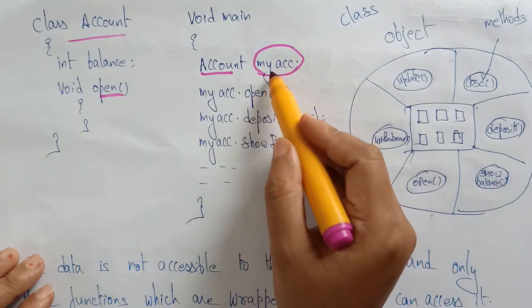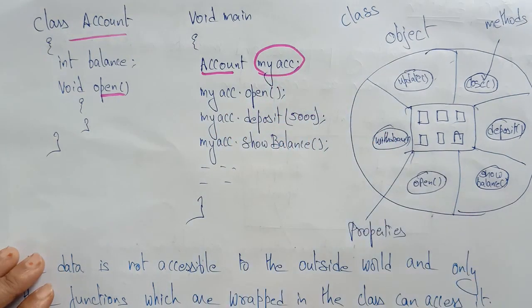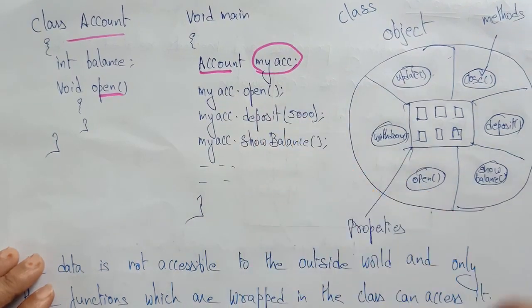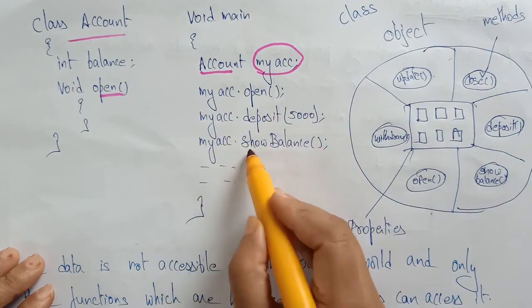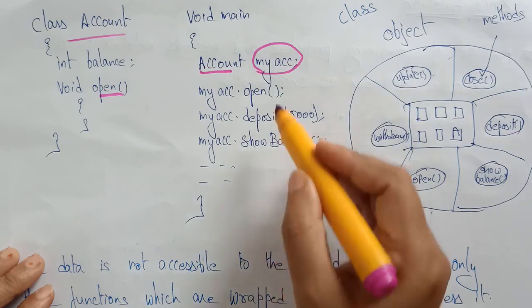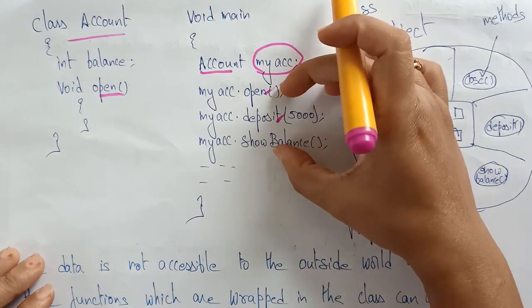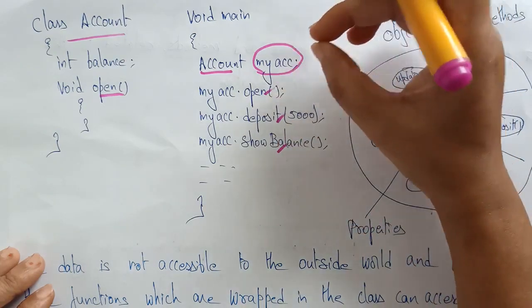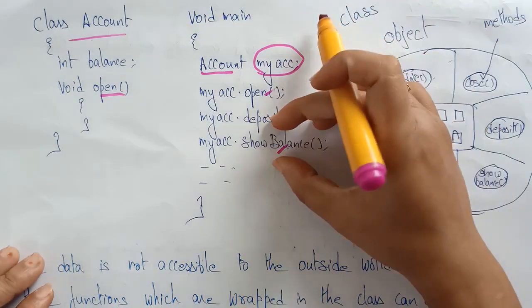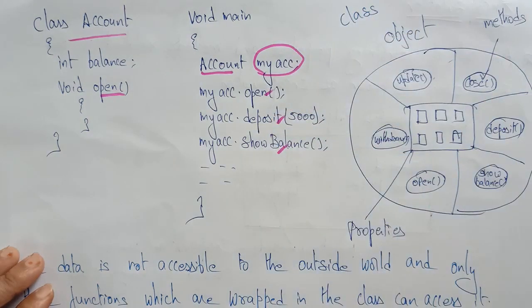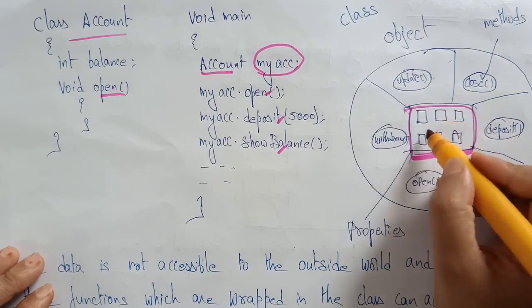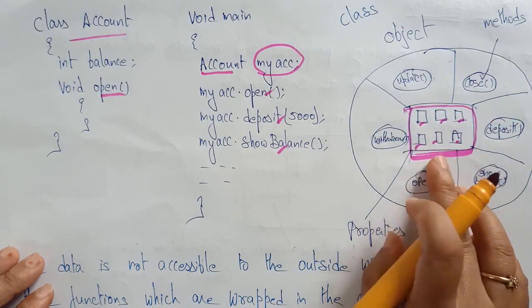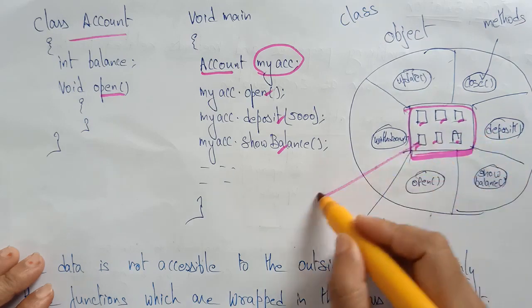This object has the methods as well as the properties, and those properties need to be accessed: myAccount.open, myAccount.deposit, myAccount.showBalance. These are all the methods which are encapsulated with the object myAccount. In the myAccount object, the properties as well as the methods are combined, or encapsulated. Let's take the elements that are present here: these are the data members. Data members are nothing but the variables.